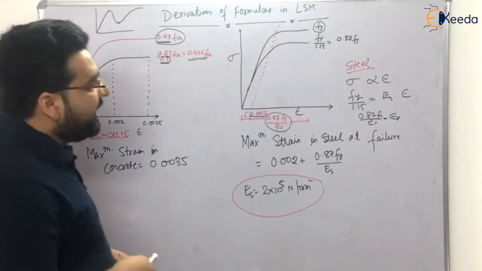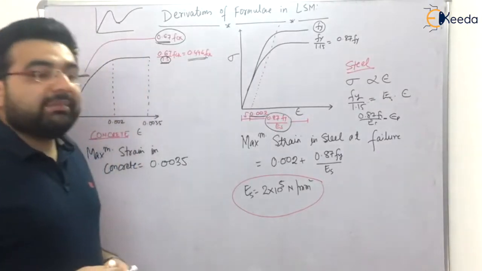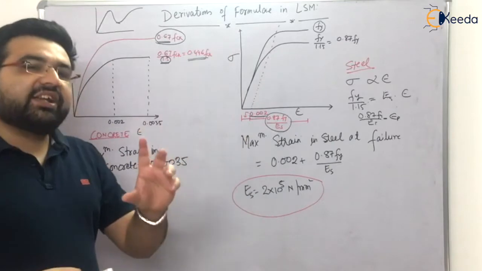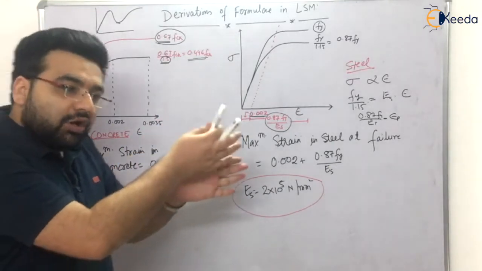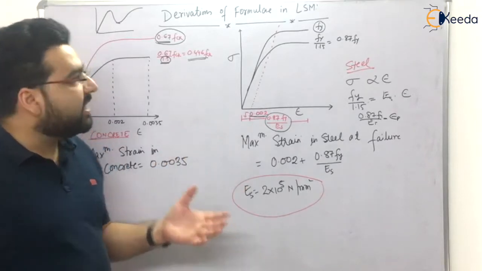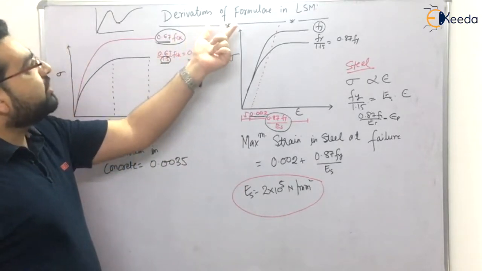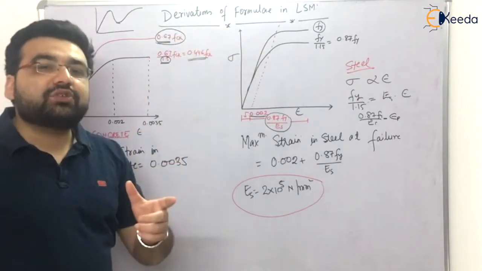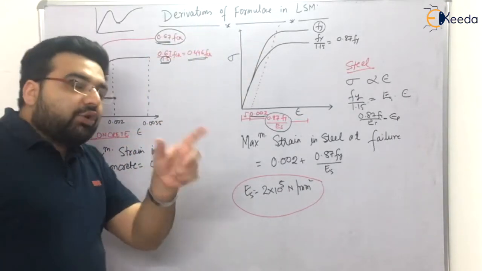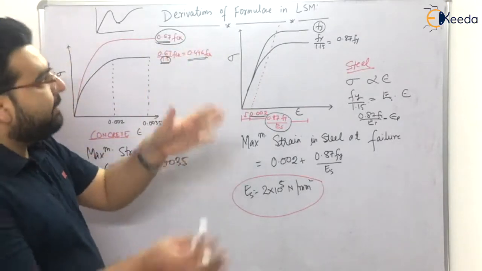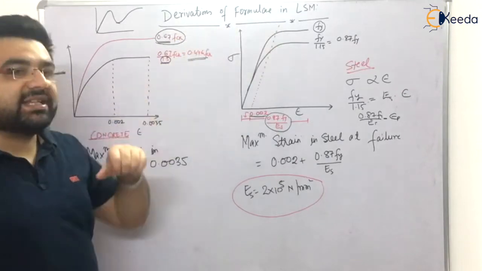Now, let me explain to you about the ultimate neutral axis, or you can say the critical neutral axis, in case of a singly reinforced beam. This topic we will also be discussing in detail when I teach you the design concepts. But why have I put these derivations of formulae in LSM? We could also do this topic in design of beams, but because some basic questions have been asked from this topic in GATE, that is why I have put a separate topic of derivations of formulae in LSM.